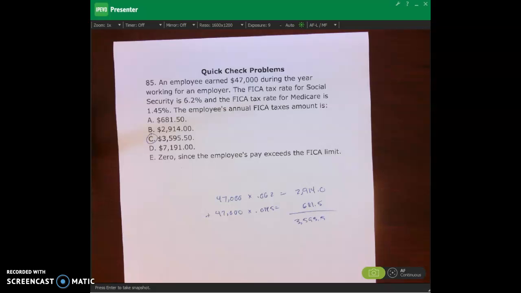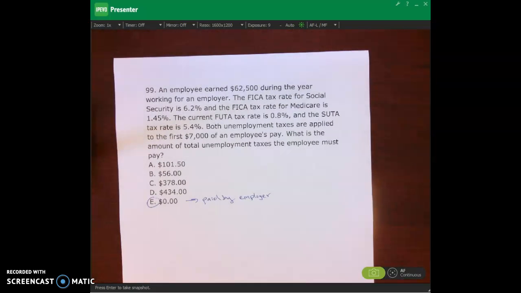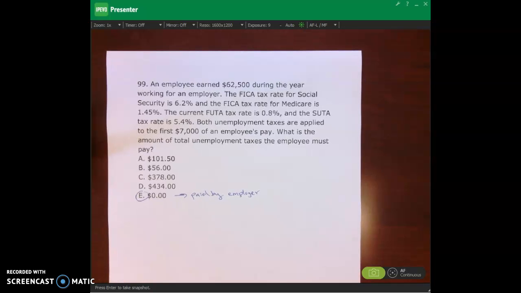All right. So let's look at number 99, which is a trick question. Okay. Number 99, an employee earned $62,500 during the year working for an employer. We give our FICA tax rate for Social Security and for Medicare, and we give the unemployment taxes, and they're applied on the first $7,000. What's the amount of total unemployment taxes that the employee must pay? 0. Because who pays the unemployment taxes? Not the employee, but the employer. Okay? The employer pays that. So tricky, tricky, tricky.